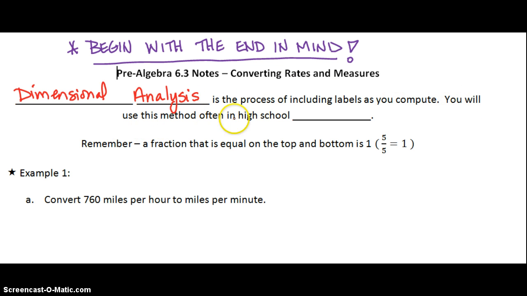Compute is math. As you are doing the math, you have measurement labels. We will use this method a lot in high school. I know you use it in physics, probably even in chemistry also. You may even do it some in science this year. So the most important thing to remember is a fraction that is the same on the top and on the bottom is always equal to 1. So if you end up like we did with our example problem with pound over pound, that equals 1. If you end up with centimeters over centimeters.